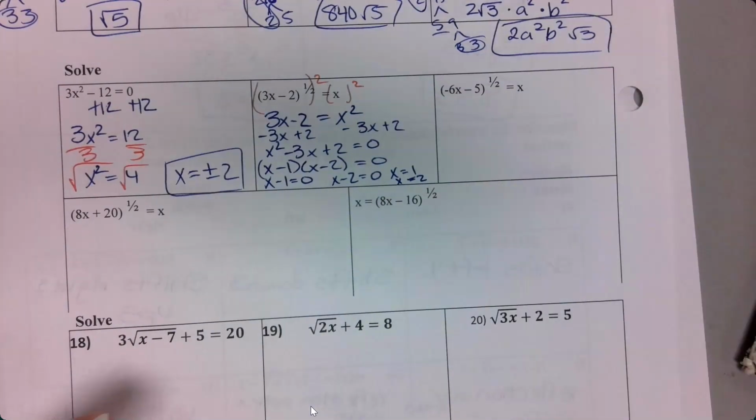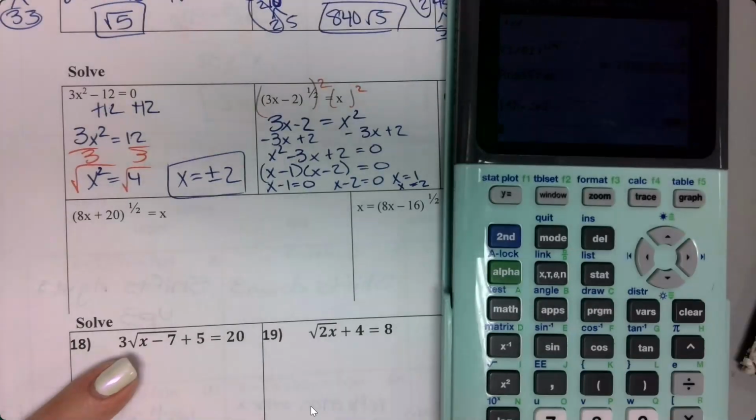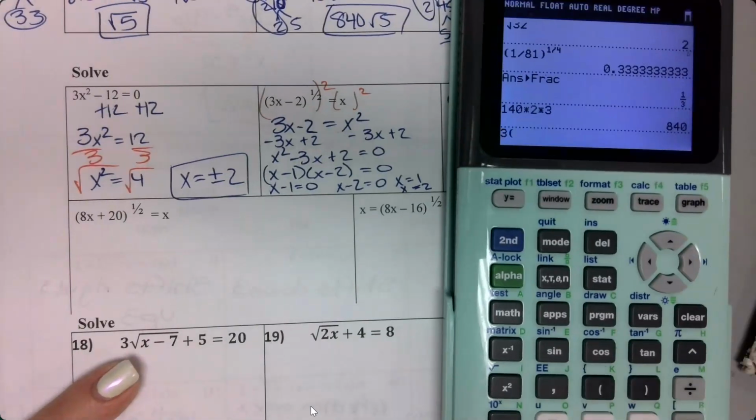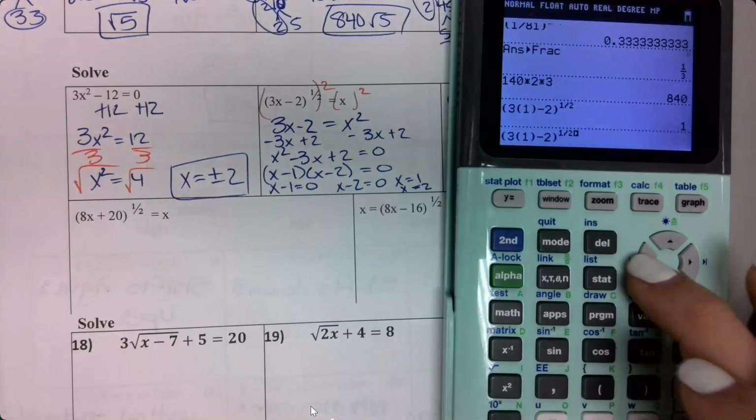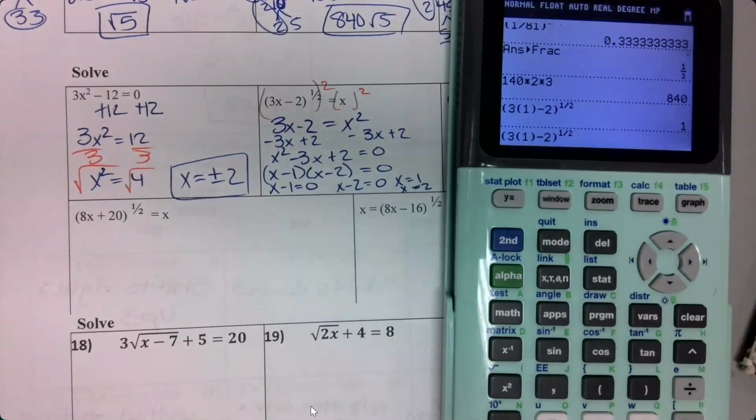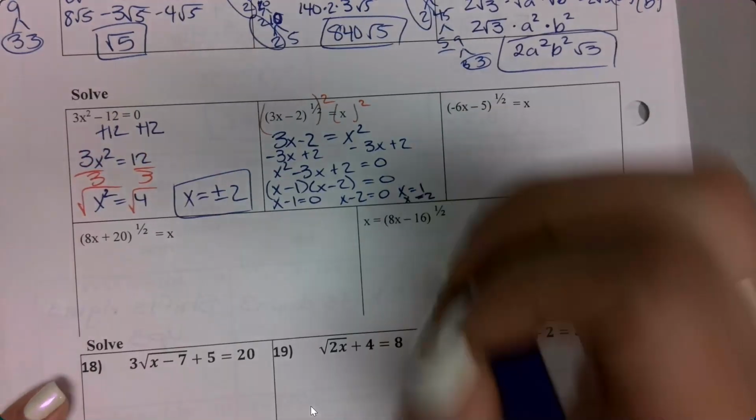I just need to check to make sure that they work, so I'm going to just plug them into my calculator. 3, oops, this should be in parentheses, 3 times 1 minus 2 to the 1/2 power should give me back out 1. This one does. I'm going to do the same thing with 2, and it should give me out 2 as an answer, which it also does. So both of these are answers.